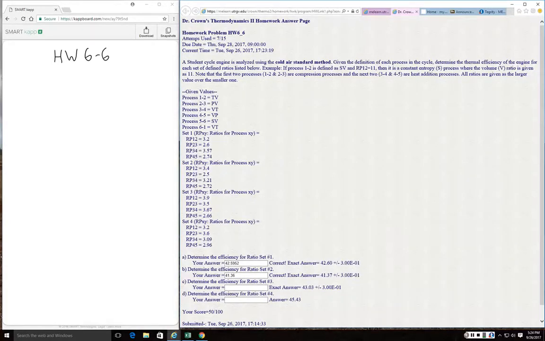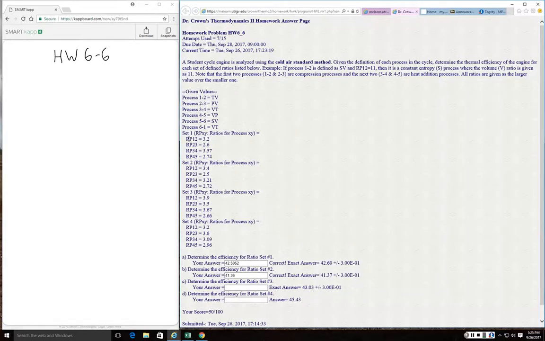The ratios are all given as the larger value over the smaller, so you will need to know that the first two processes are compression processes, so the specific volume will go down. The next two processes are heat addition processes, so the energy will go up. And then the last two processes just get us back to the state: first to the volume of the final state, and then finally to the temperature of the final state. So we can calculate the equation for efficiency just from the values given here, but if we want to actually get a number for the efficiency, then we would need to use the ratios.